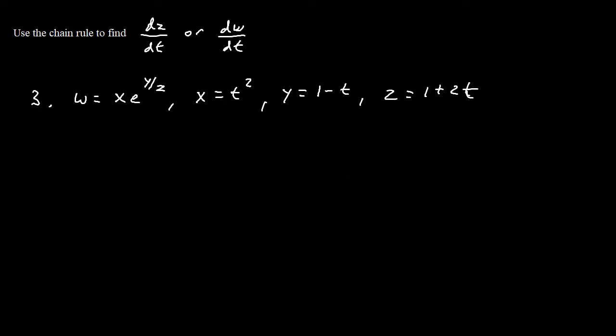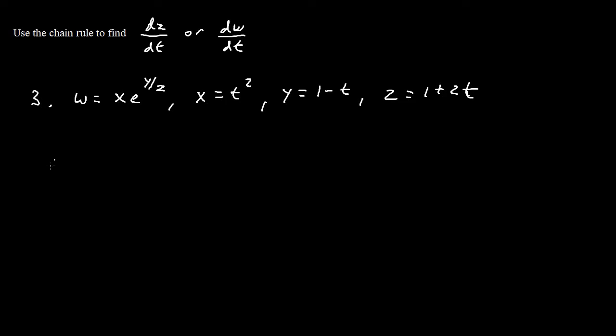So now for number 3, we have w equals x times e raised to the power of y over z. x is equal to t squared, y is equal to 1 minus t, and z equals 1 plus 2t. So notice that we don't just have 2 input variables, x and y, now we have 3: x, y, and z.